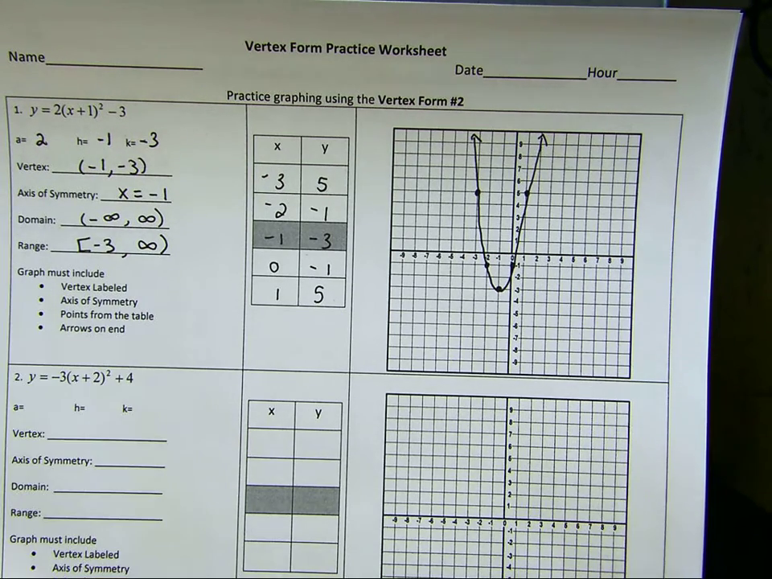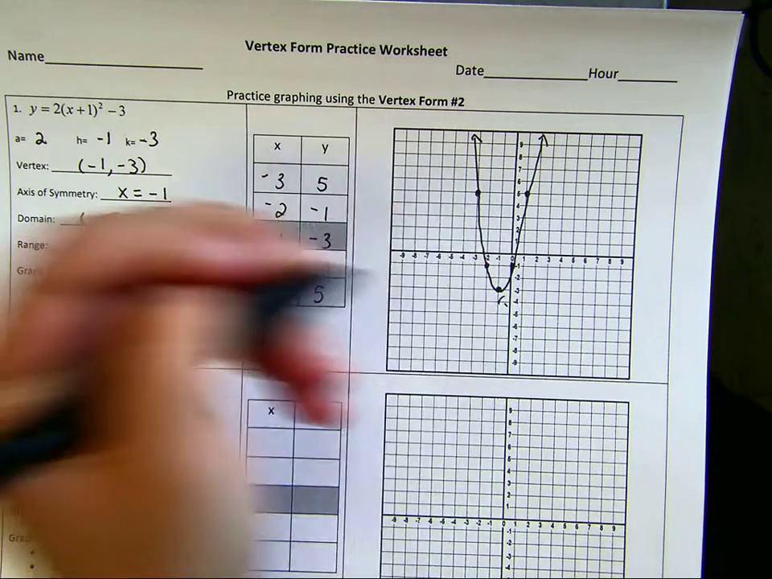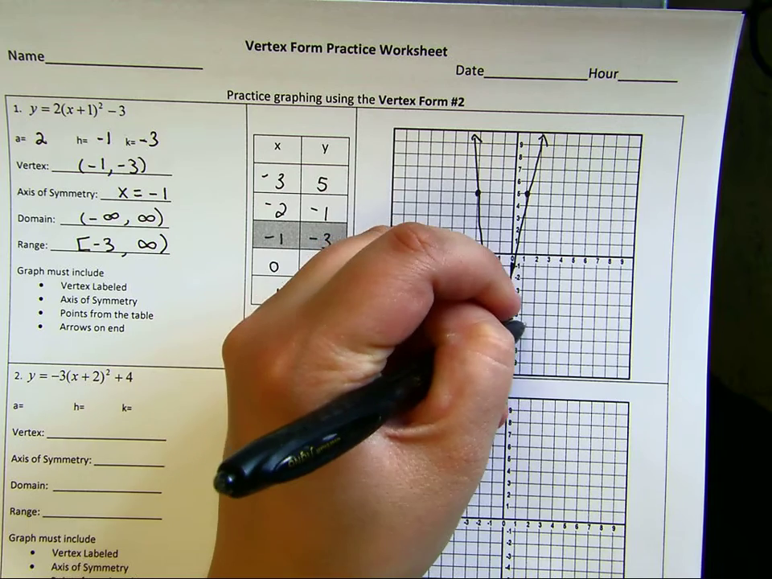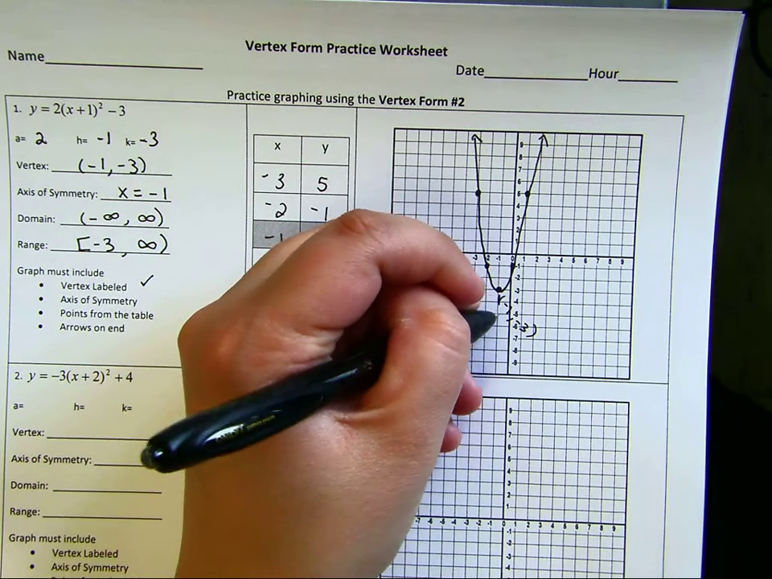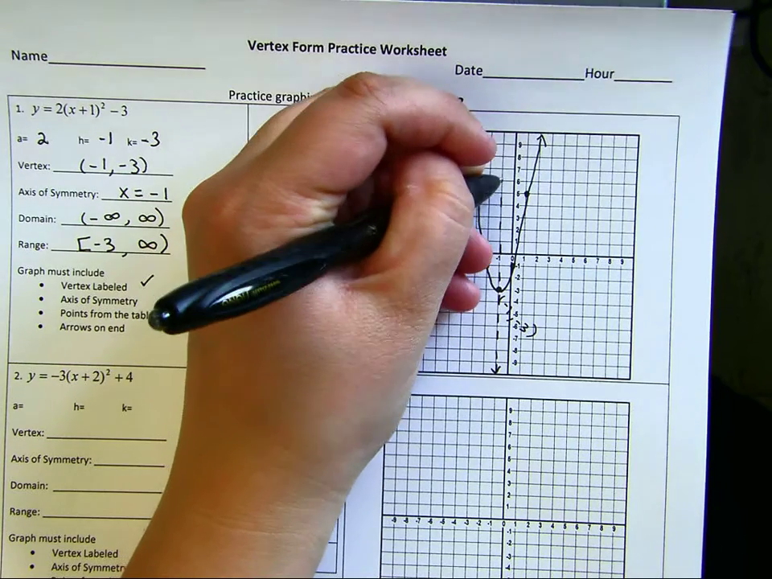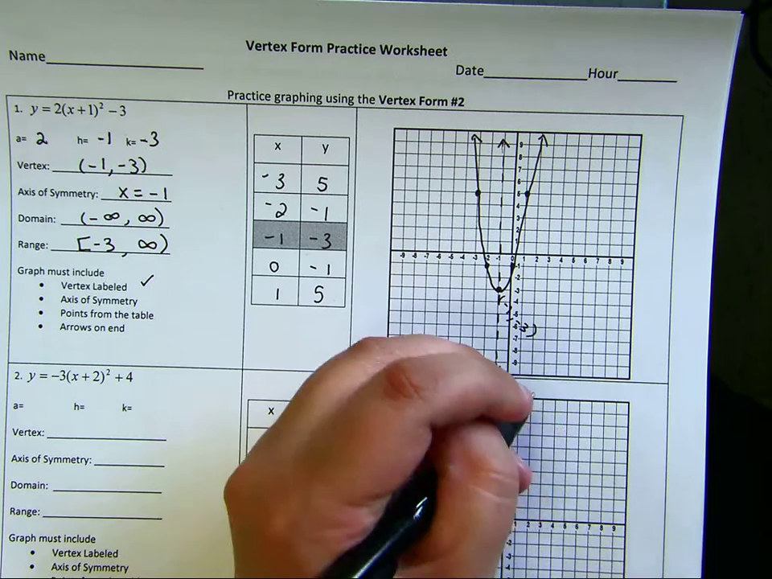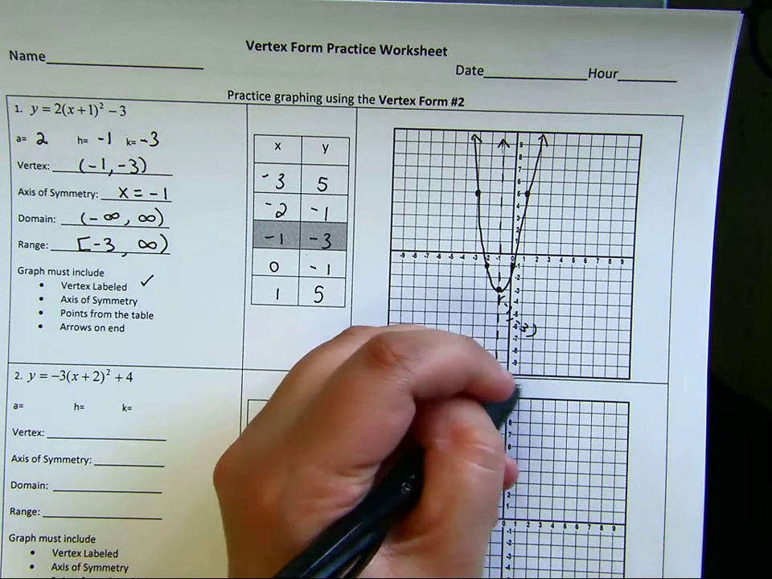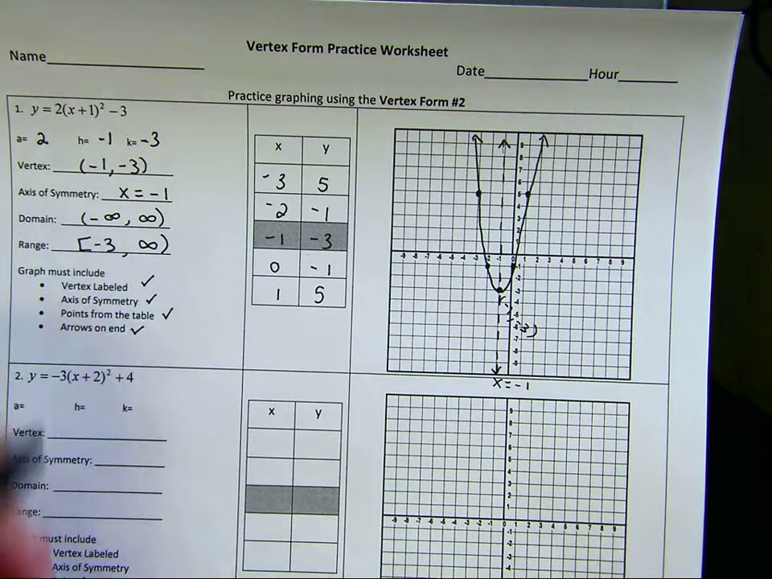Make sure that your graph includes your vertex, which is -1, -3. Your axis of symmetry, which is your vertical line, which is x equals -1. Your points from the table and arrows on the end.